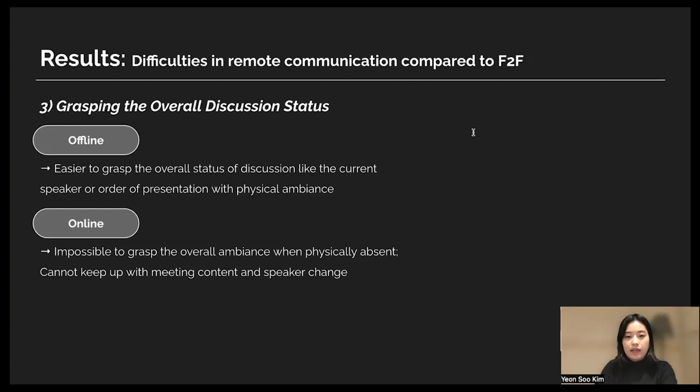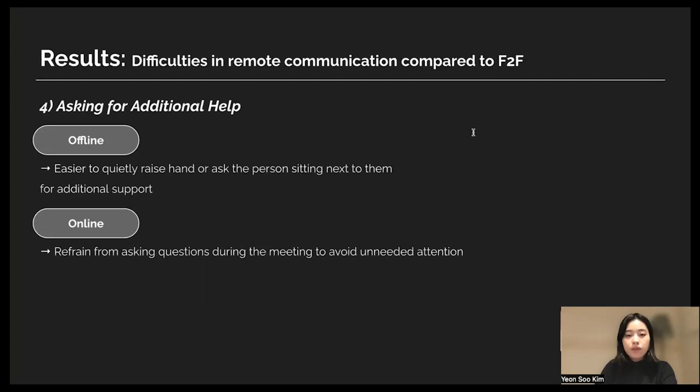However, when online, it is impossible to grasp the overall ambience when physically absent. Therefore, users cannot keep up with meeting content and speaker change. Lastly, asking for additional help. In offline locations, it is easier to quietly raise hands or ask the person sitting next to them for additional support. In comparison, in online environments, users refrain from asking questions during the meeting to avoid unneeded attention.